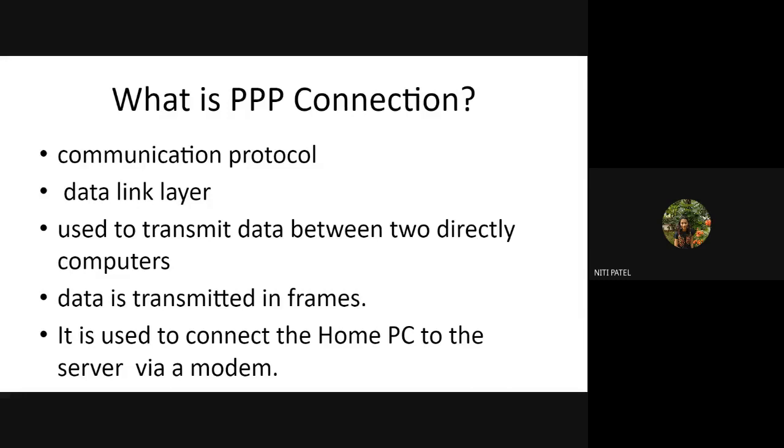Machines, that is, any two machines which are communicating. And if it is a multi-point connection, then there is no direct connection, but the two computers which are communicating with each other are connected via multiple points. So if it is a point-to-point communication, the protocol operates at the data link layer.